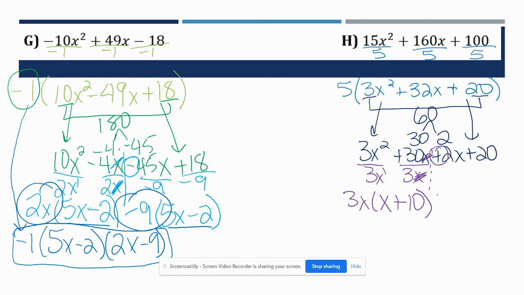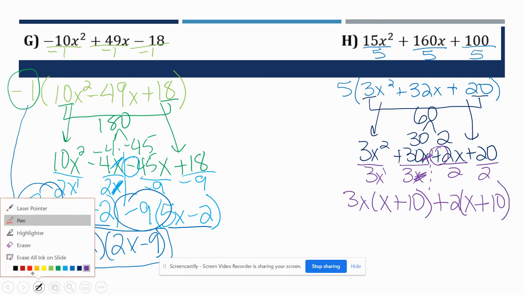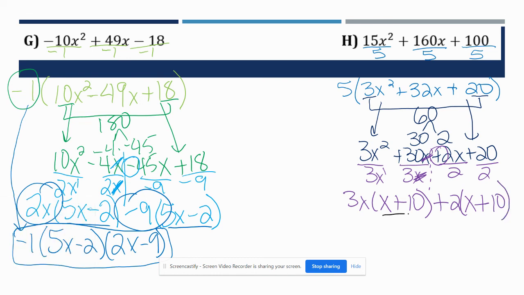Our right side starts with plus. 2x and 20 have a common factor of 2. 2x divided by 2 is 1x. Plus 20 divided by 2 is 10. Check our parentheses to make sure they're exactly the same, and they are.